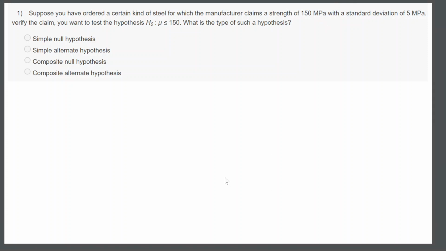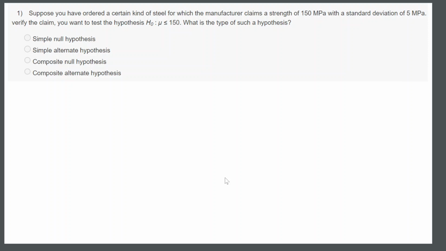Okay. So here generally what we do is, if the value is greater than or equal to 150 MPa, we consider it as a positive sign for us, because the strength should not be less. It can be higher than the specified value, but it should not be lower than that.